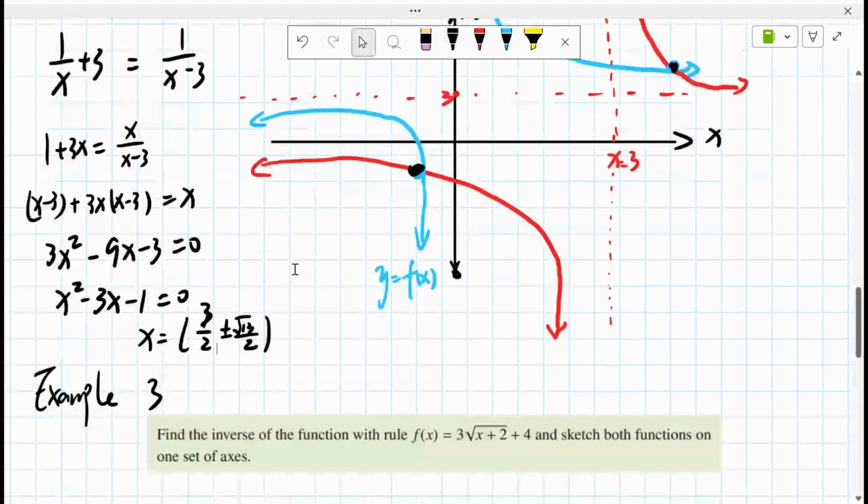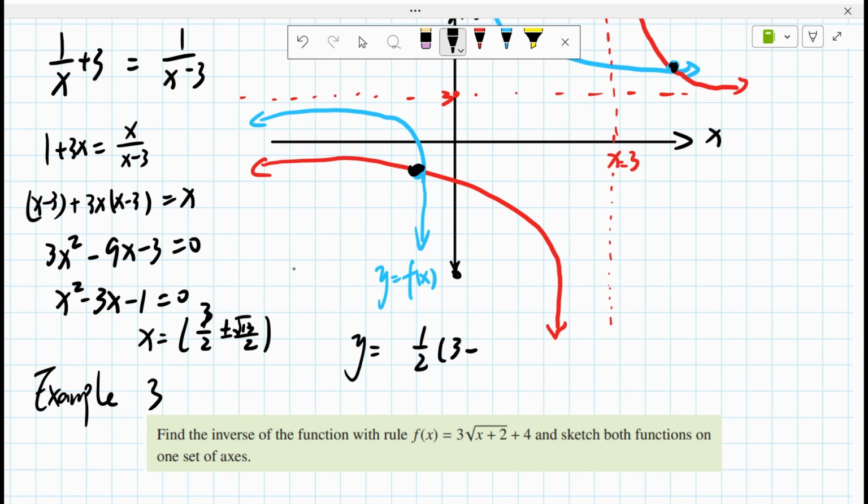Then substitute into the point of intersection. Substituting any intersection, you will find your y as well, which becomes a half of 3 minus the square root of 13, or plus or minus. So that's your y. Once you get those two, that should be your answer straight away.